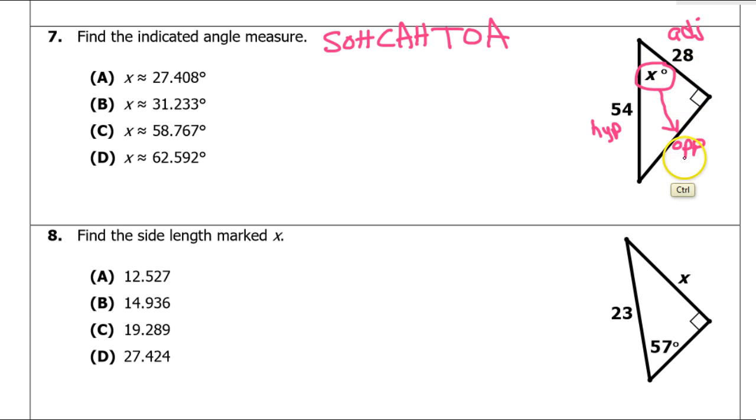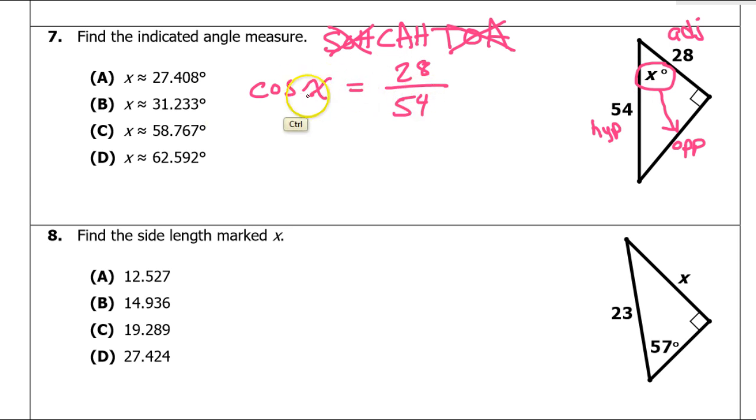Now the one side that's doing nothing, the opposite side, has no number and it's not one of the things that we're looking for. So see the O? That's the opposite side. That's not going to be happening. See the O in toa? That's a no-go. So that leaves cosine, which is adjacent over hypotenuse. Those are the two numbers we're working with. So we go cosine of the angle, which is x, is equal to adjacent over hypotenuse. So that's 28 over 54.